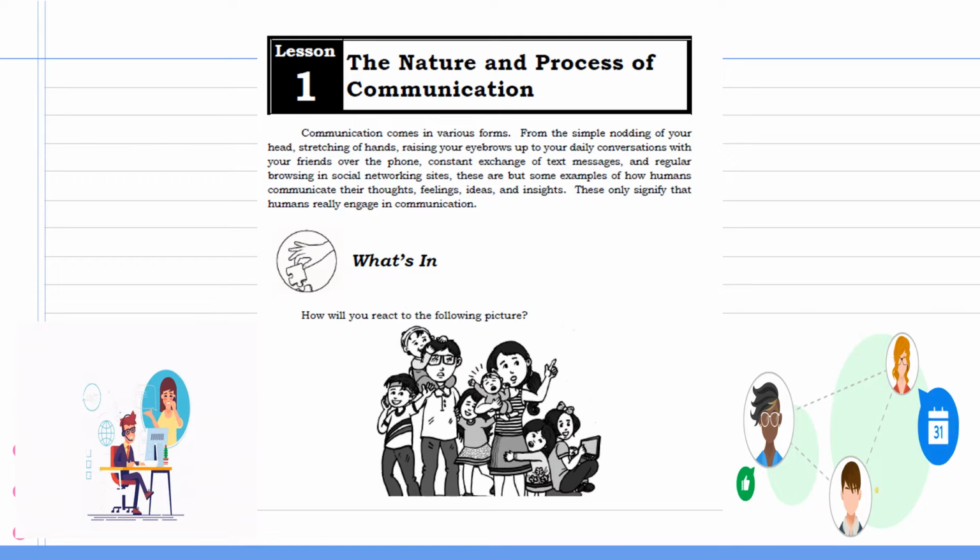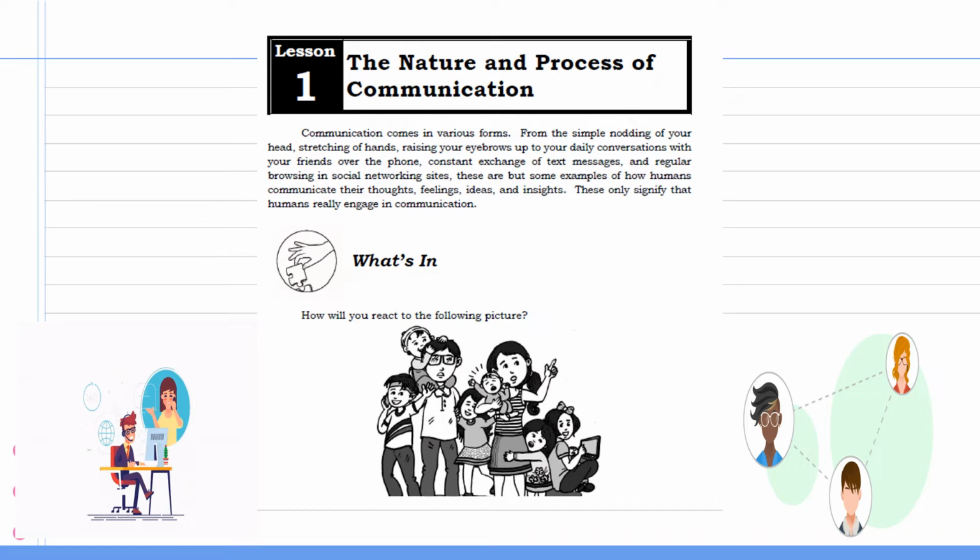Lesson 1: The nature and process of communication. Communication comes in various forms, from the simple nodding of your head, stretching of your hand, raising your eyebrows, to your daily conversation with your friend over the phone, constant exchange of text messages, and regular browsing in social networking sites. These are but some examples of how humans communicate their thoughts, feelings, ideas, and insights. This only signifies that humans really engage in communication.